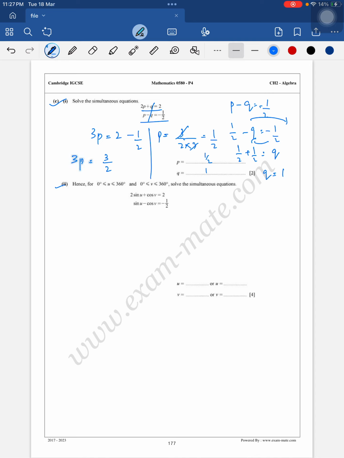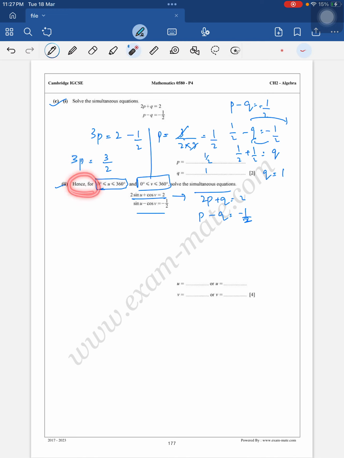We have 2 sin u plus cos v is equal to 2 and sin u minus cos v is equal to minus 1 upon 2. Now here if we notice, it is the same equation as written over here, because the question says hence, for this angle and this angle, the angle of u is greater than 0 and less than 360 and the angle of v is greater than 0 and less than 360, solve the simultaneous equations. So basically this can be written as 2p plus q is equal to 2 and p minus q is equal to minus 1 upon 2. You see how similar the two parts are. That's why the question is saying hence, right?